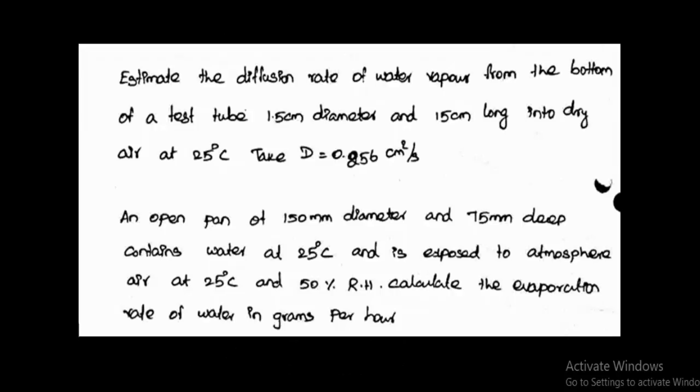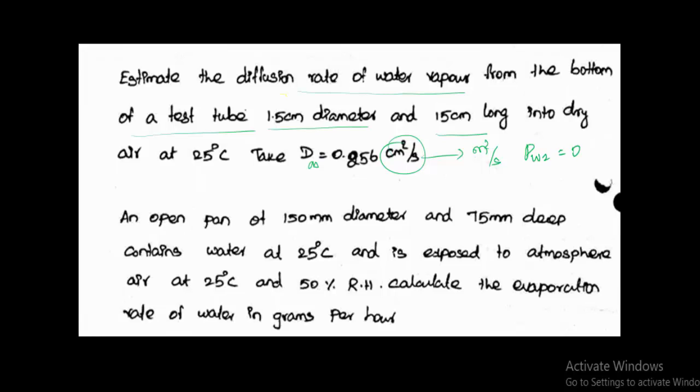Okay, here I am giving you two problems for practice. In the first problem, estimate the diffusion rate of water vapor from the bottom of a test tube. So it is a test tube, so you can assume isothermal evaporation. The test tube diameter is 1.5 centimeter and it is 15 centimeter long, into dry air at 25 degrees Celsius. So take DAB equal to 0.256 centimeter squared per second. So you have to convert this into meter squared per second. I think there will be no doubt to solve this problem because it is dry atmospheric air. So you can assume that PW2 equal to 0.